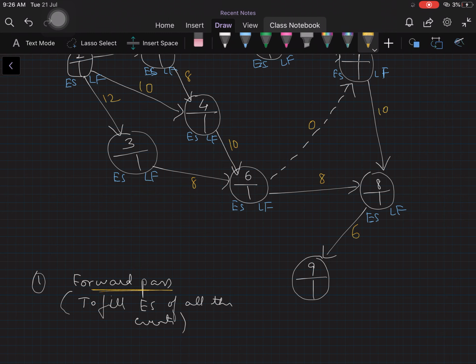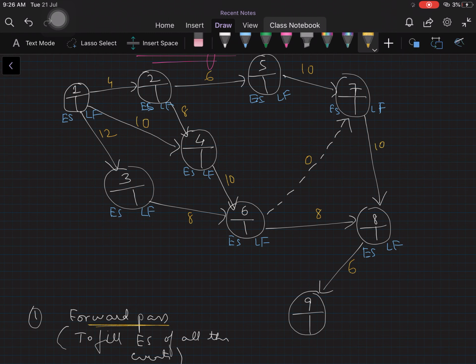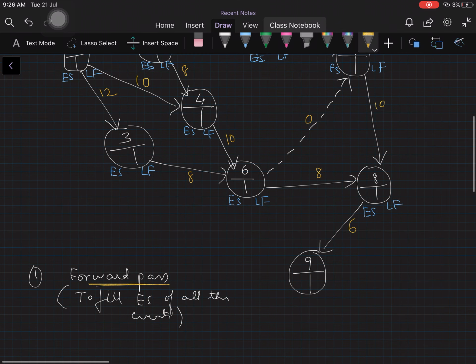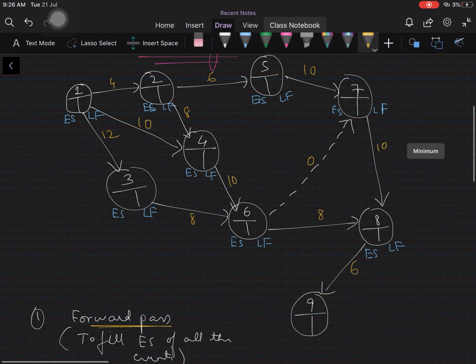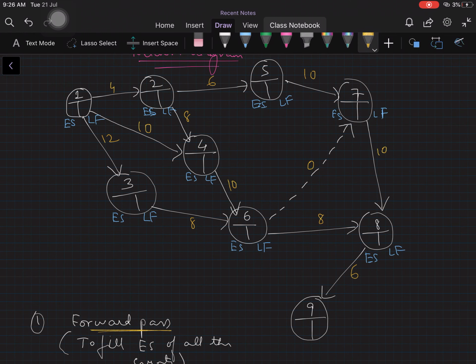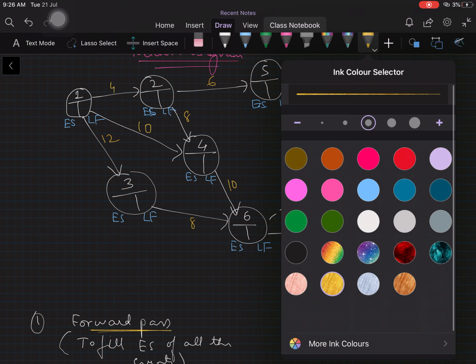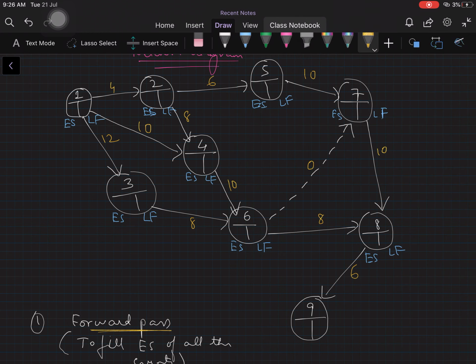As you can see, every event has an early start, so we need to fill the early starts of all the events. And how are we supposed to fill them? We will be following a procedure called forward pass. Now I'll explain how this forward pass works. Let's begin with the first event, event number 1. Early start will always start with 0. Remember, we always start with 0.